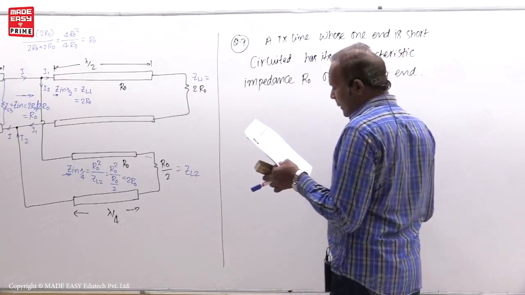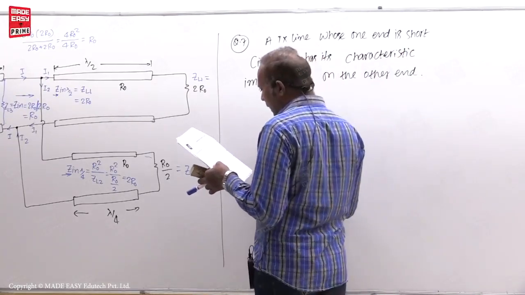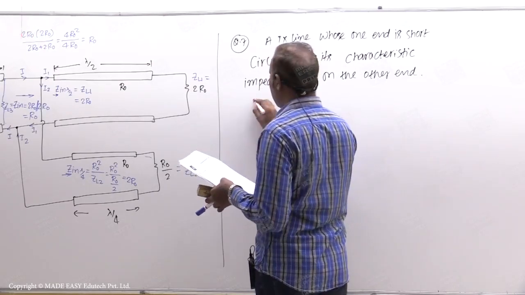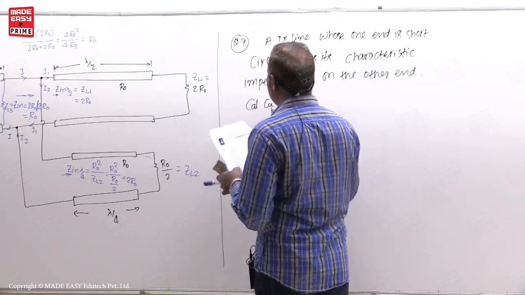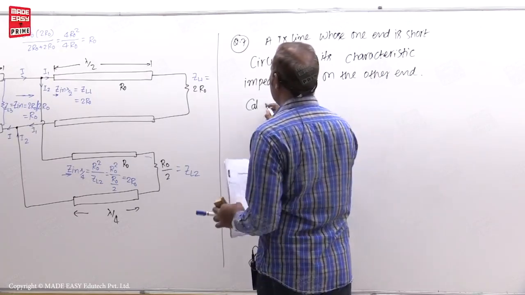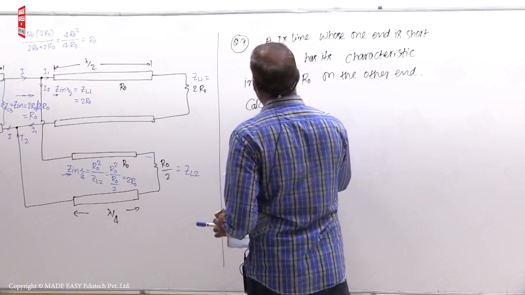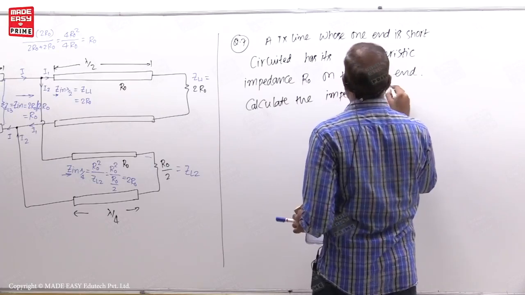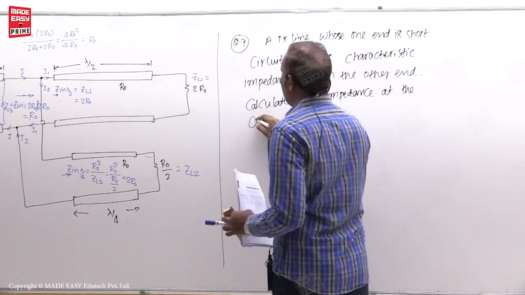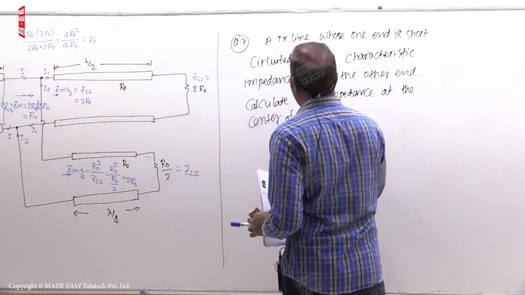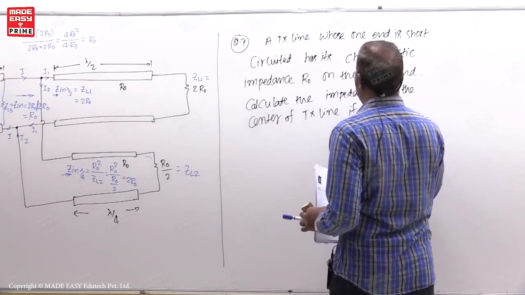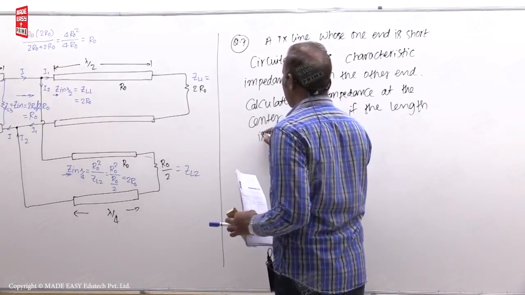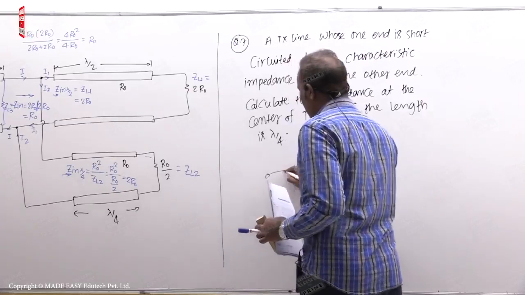We'll draw the diagram. Calculate the impedance at the center of the transmission line if its length is lambda by 4. Now that means the question is like this, student.